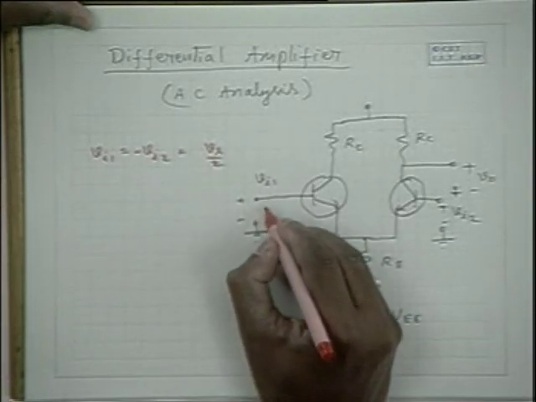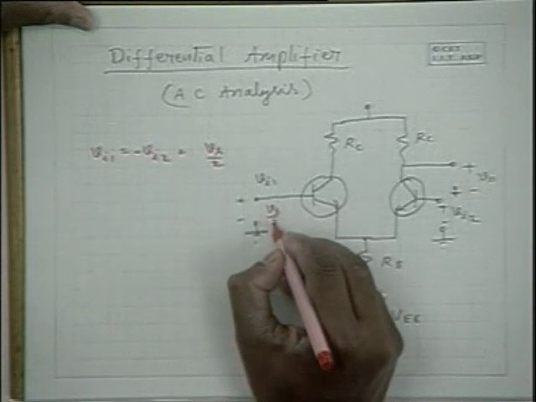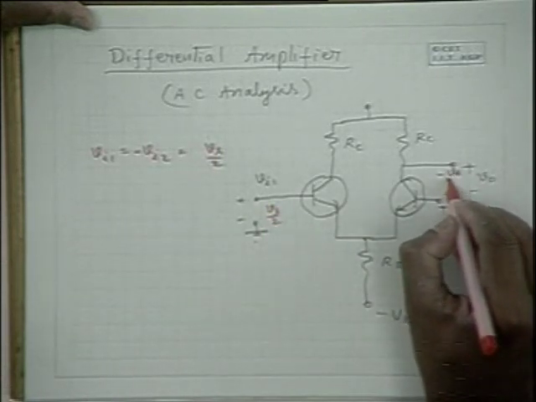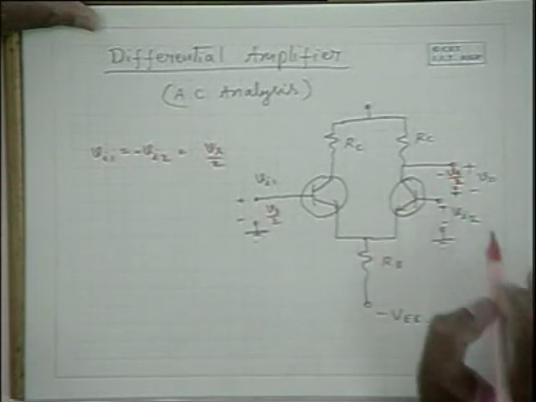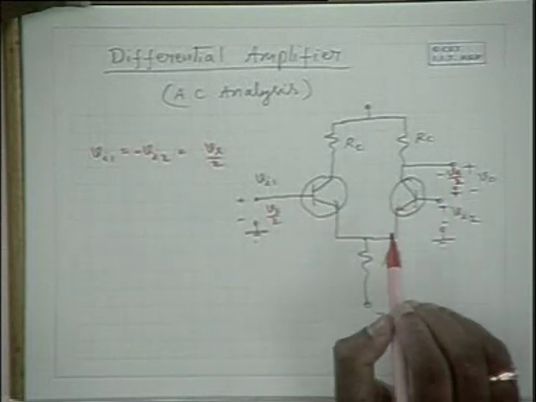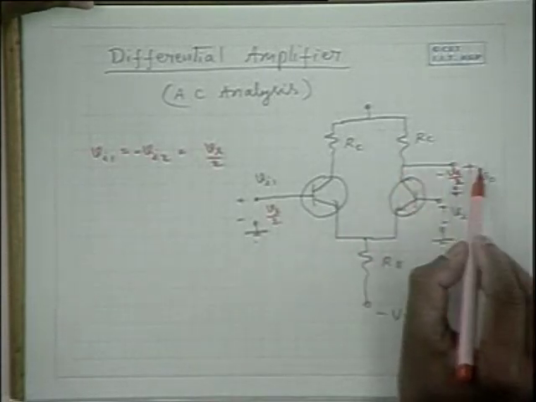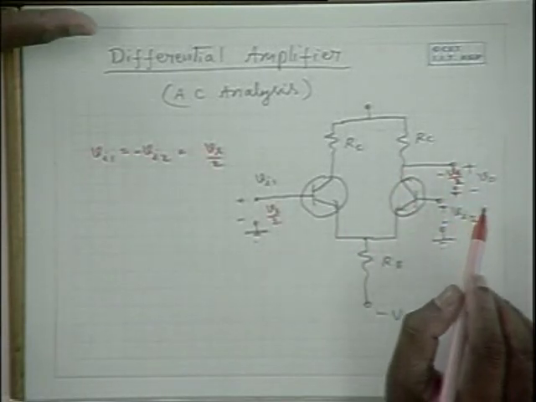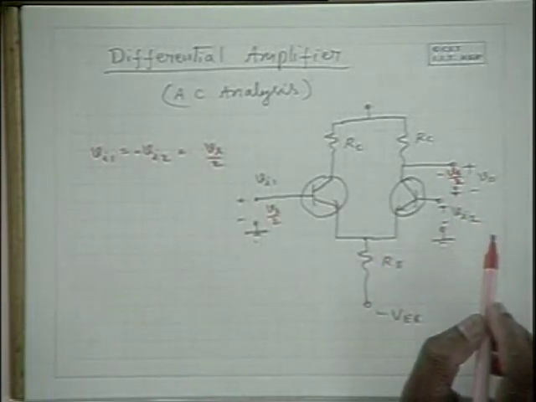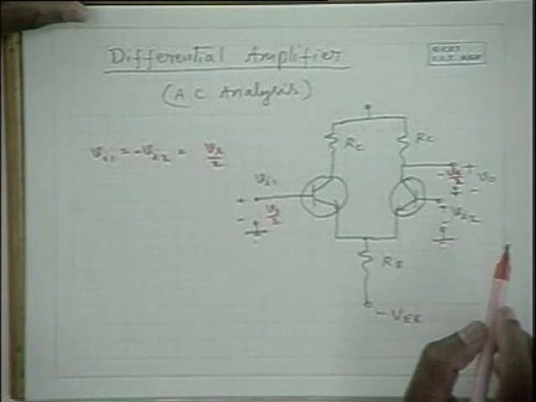Hence, we apply plus Vs by 2 here and minus Vs by 2 here, and analyze the performance of the circuit. So with this kind of differential signal, what kind of output voltage do you get here, and then the expression for the gain can be obtained.